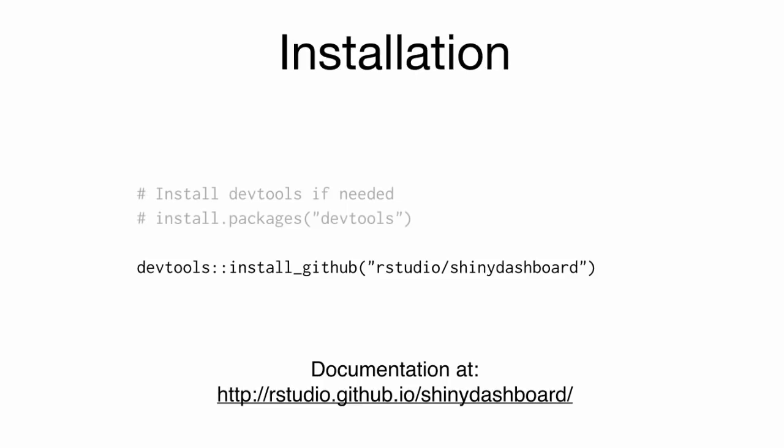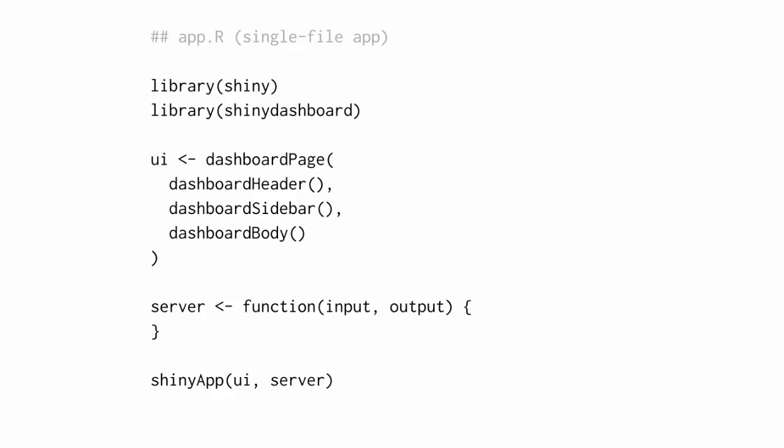All right, now if you want to install it, you can first install devtools if you don't already have it installed on your system, and then you can run install_github RStudio/shinydashboard. Once it's released on CRAN, you can install it from CRAN using install.packages. But for now, this is how to install the development version.